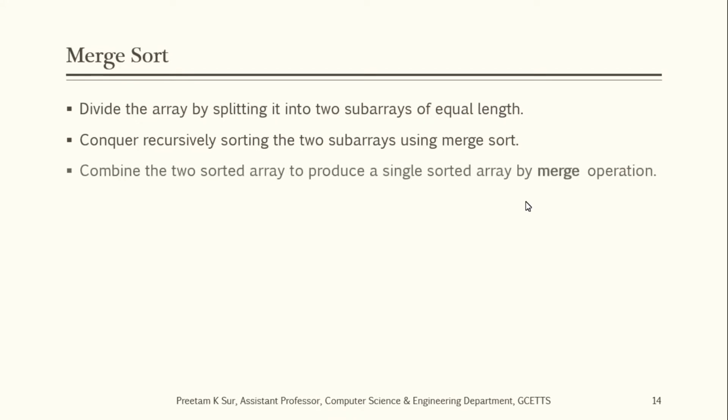Once a single element is found as a subproblem, a single element array is already sorted, because that is trivially sorted. Once we reach the level where all the subproblems have a single element, we have basically conquered the part. Next we have to do the last step, which is combine, where we combine the solutions of the subproblems to find the solution of the original problem.